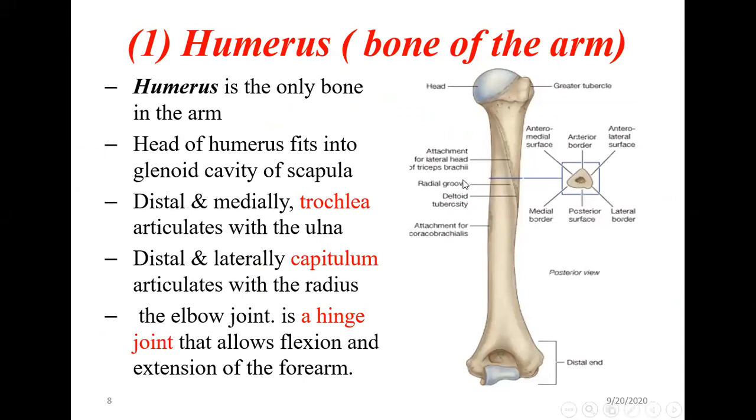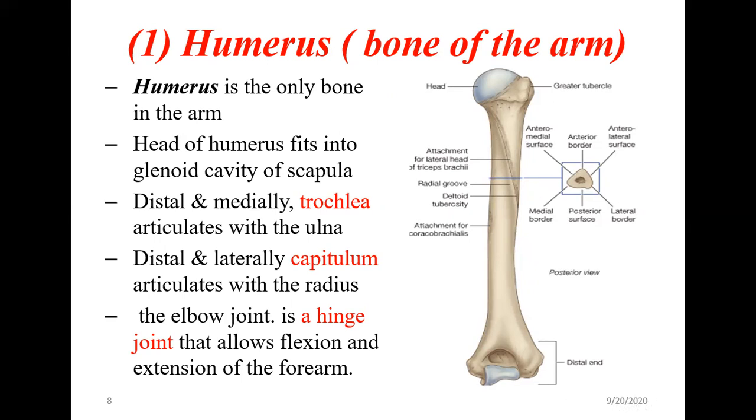Now the first bone, which is in the arm, is called the humerus, the big, strong bone. So this is the bone of the arm. Humerus is the only bone in the arm. There is only one bone in the arm. In the forearm, there are two bones.